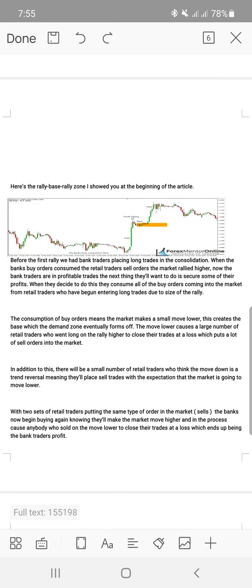Let's read further. It said the consumption of buy orders means that the market makes a small move lower, which I just explained now. This creates the base which the demand zone eventually forms. This is our demand zone, remember. The move lower causes a large number of retail traders who went long on the rally higher to close their trades at a loss, which puts a lot of sell orders into the market.